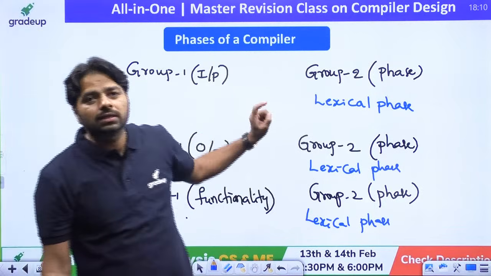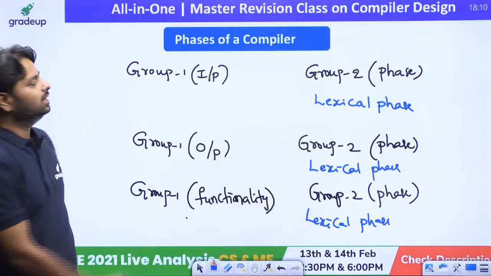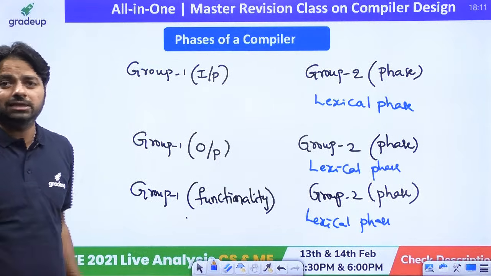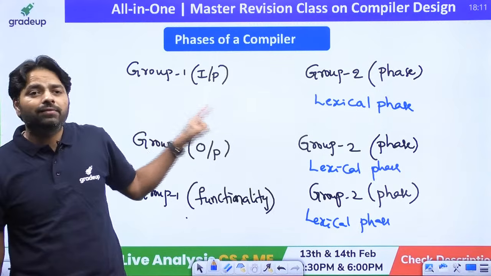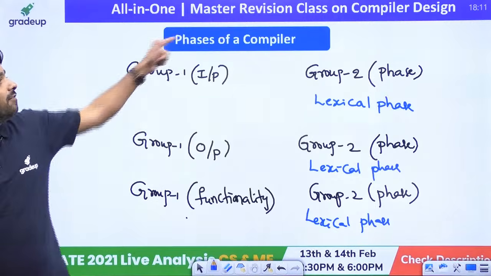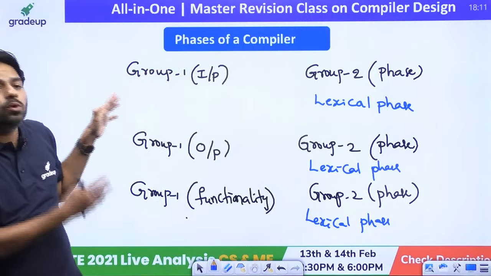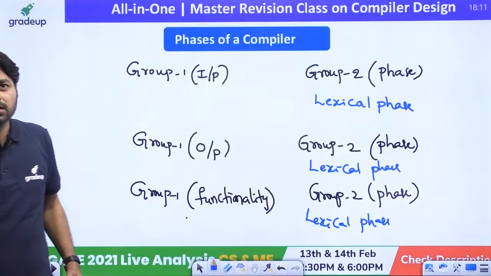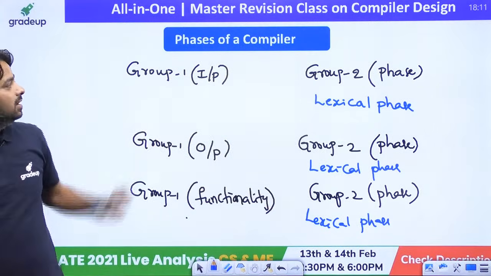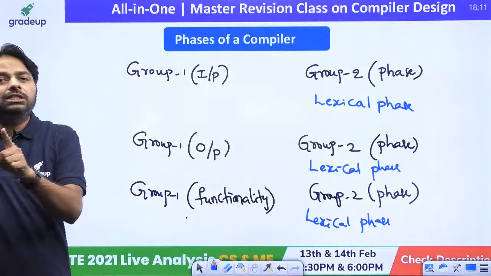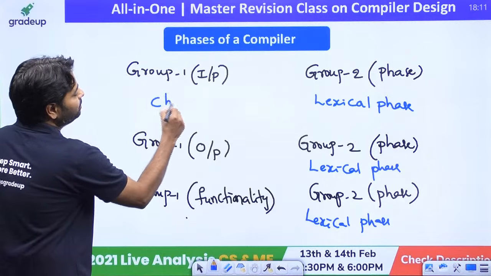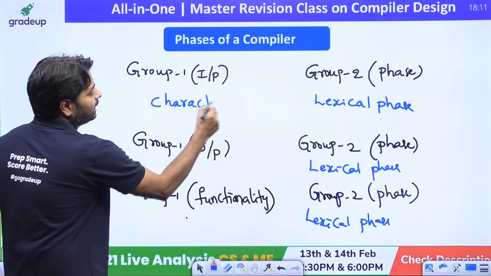In the first one, the lexical phase, the input is the characters. You can say a sequence of characters or character stream. Yes or no? This is one of the previous year GATE questions, so I can predict again if any question comes from the phases of a compiler. This is the most highly predicted question, guys. Look at that. In all these group 2s, you have the lexical phase, but in group 1 the match is going to change. In this, the input is character stream. Is that correct?